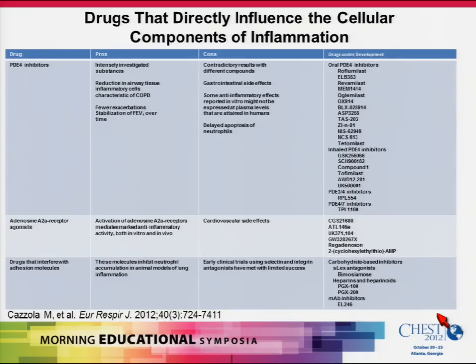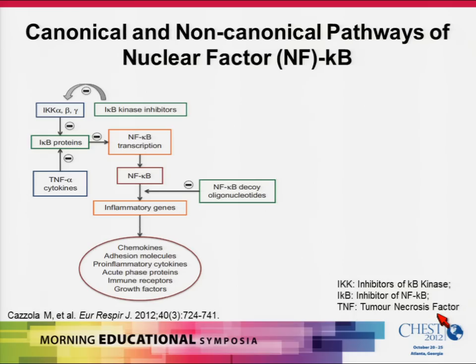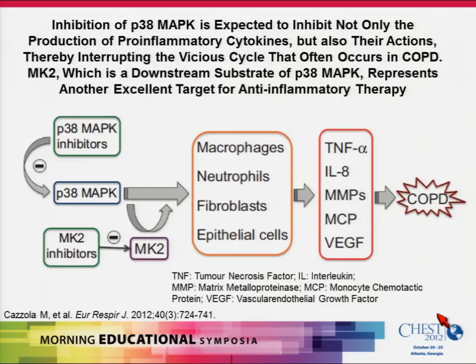Also, adenosine A2A receptor agonists are extremely important, and also drugs that can influence adhesion molecules. In the same paper, we have tried to show the potential targets that we have for new drugs in patients with COPD. Here you can see the possibility of influencing mainly chemokine receptors. But we know also that we can influence the canonical and non-canonical pathways of nuclear factor kappa B, and also that we can induce the inhibition of P38 MAP kinase, because this is expected to inhibit not only the production of pro-inflammatory cytokines, but also their action, and in this manner they can interrupt the vicious circle that often occurs in COPD. But we can also influence the MK2, that is a downstream substrate of P38 MAP kinase.